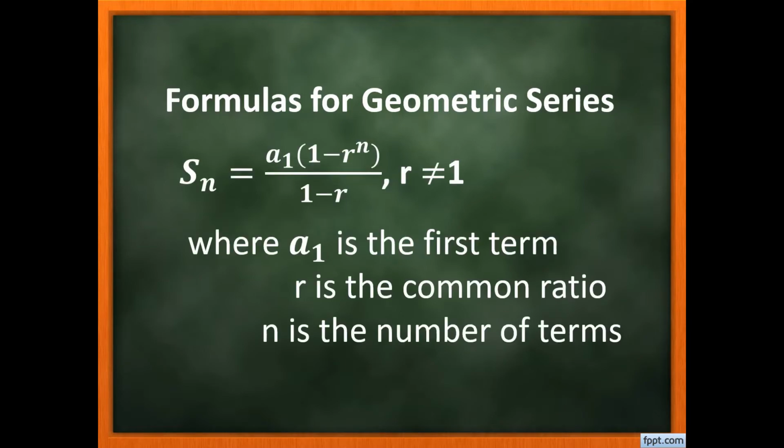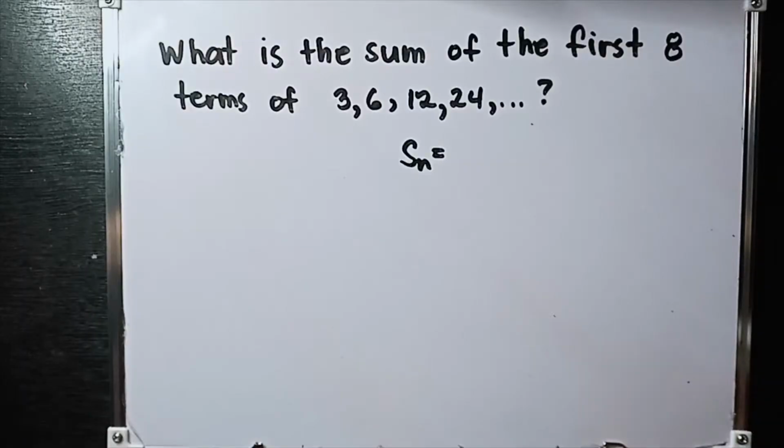First is S sub n equals a sub 1 times the quantity 1 minus r raised to n, all over 1 minus r, where r cannot be equal to 1. A sub 1 is the first term, r is the common ratio, and n is the number of terms to add up. Let us have the next problem.